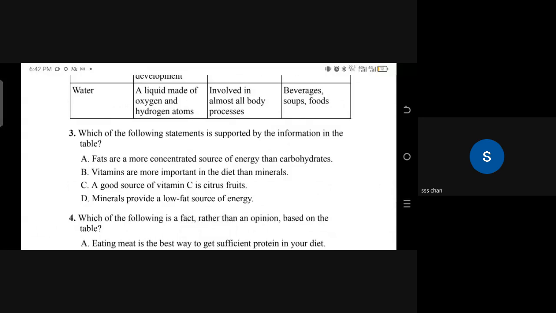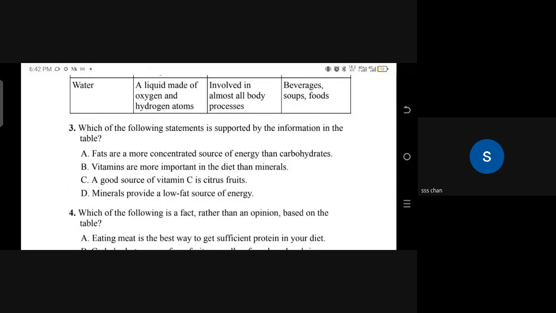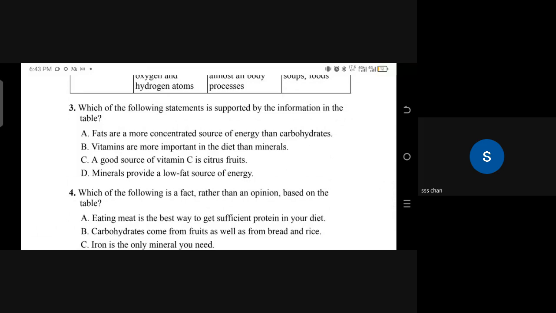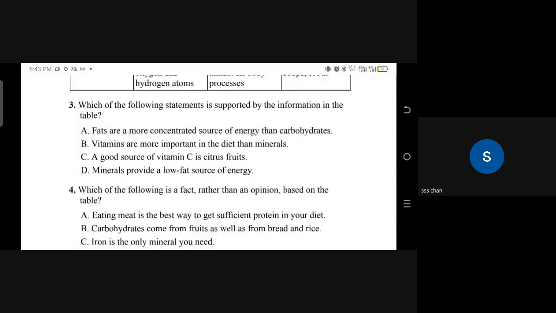Thank you. Which of the following statements is supported by the information in the table? A, fat is a more concentrated source of energy than carbohydrates. B, vitamin is more important in the diet than minerals. C, a good source of vitamin C is citrus fruits. D, minerals provide a low fat source of energy.